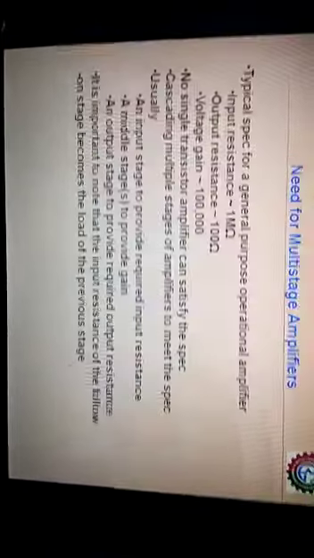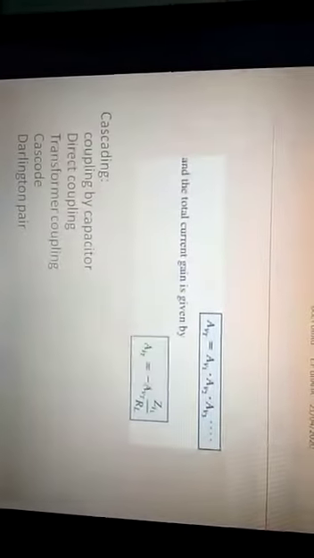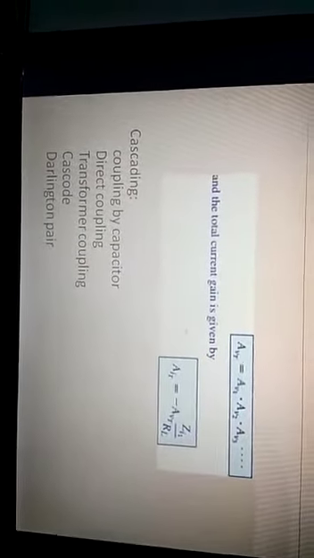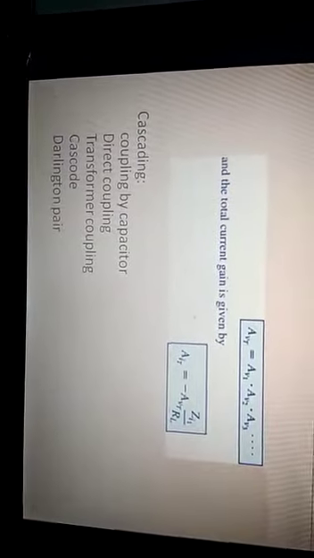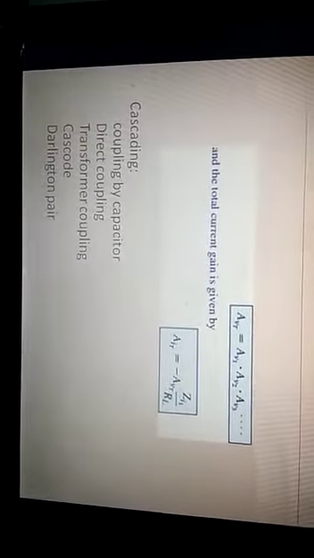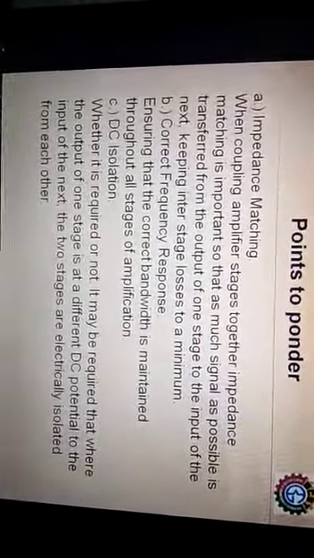What are the effects of these we have seen. What is the need of the multi-stage amplifier that we have seen. The overall voltage gain and overall current gain that we have seen. The coupling of the stages, between the two stages, that we have seen: direct coupled, transformer coupled, cascode amplifier. And the remaining part, numerical also we have seen. The remaining part is the Darlington pair that we will go through.